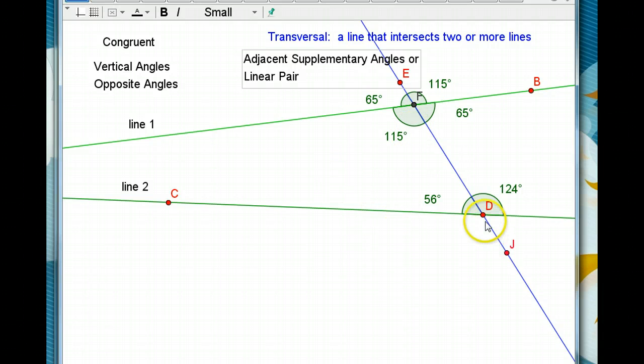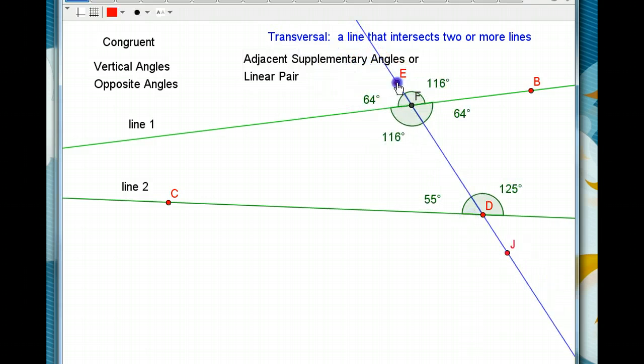Now let's see, as I move E and D around, do you think the same thing is going to occur over here at point D? That's a good question, and what do you think is going to happen? If you think it is going to be the same, that vertical angles are going to be congruent and adjacent angles are going to be supplementary, then you're absolutely correct.